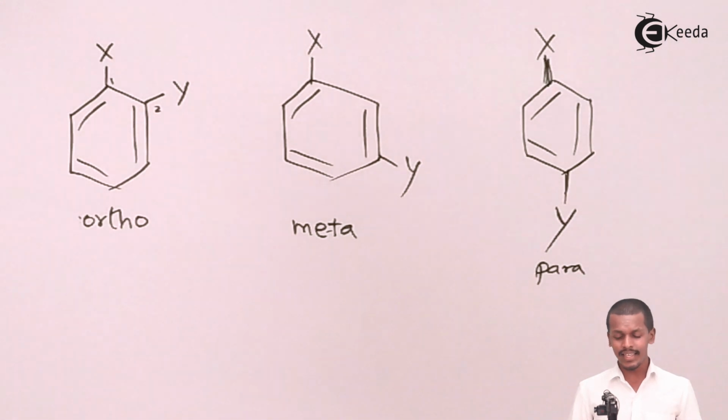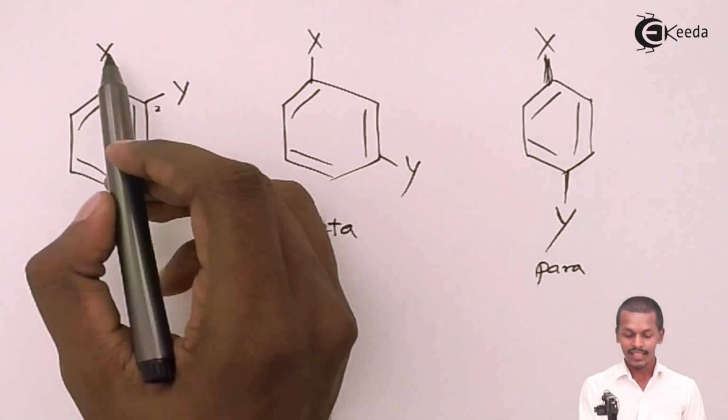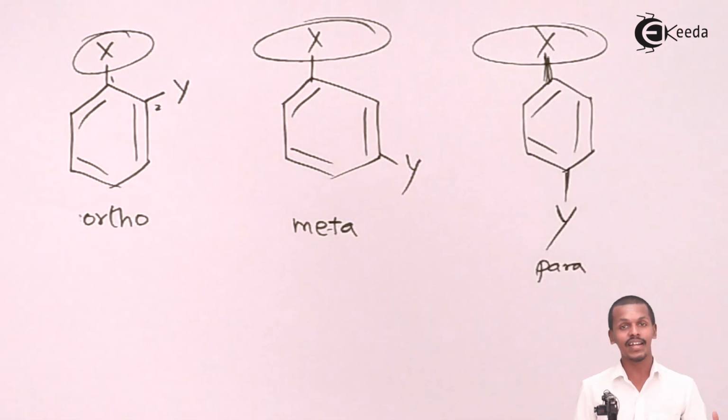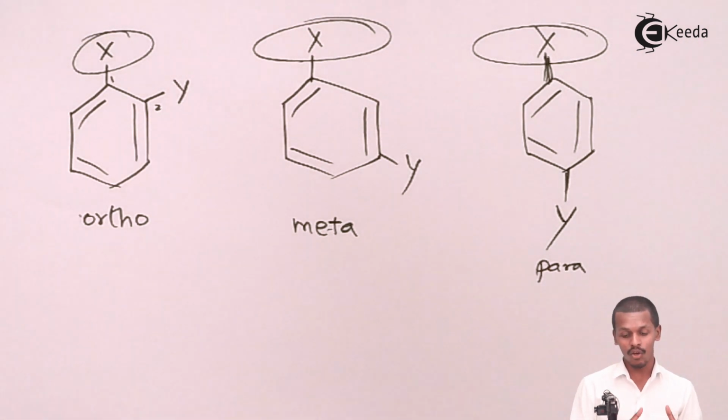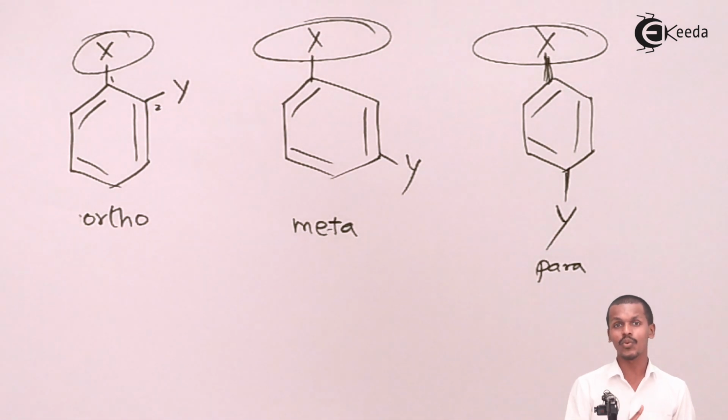So these three are the isomers: ortho isomer, meta isomer, and para isomer. The only difference is the position of the Y substituent, and that makes us decide which one should get more priority while forming a product. That is the main reason we are going to talk about which group, that is X, will decide on which position the substituent Y will attach, and whether that will increase the reactivity of the benzene product or not. That is what we are going to study.